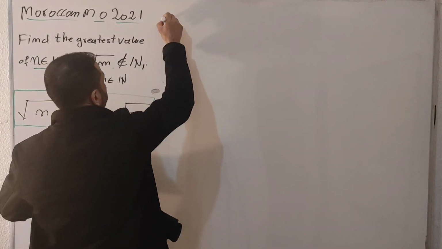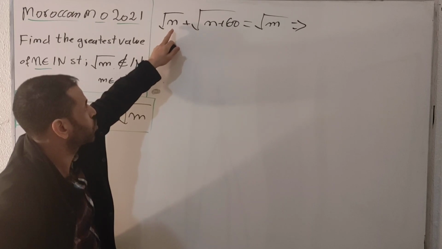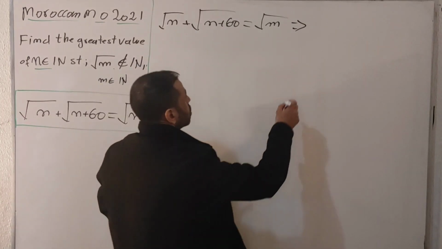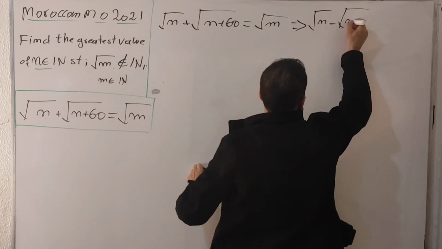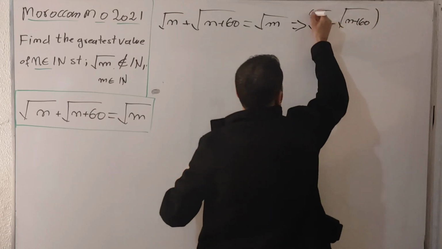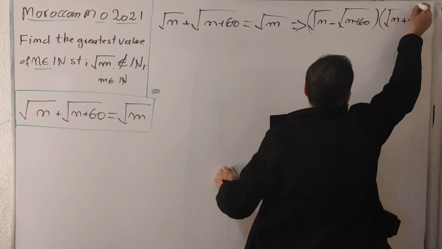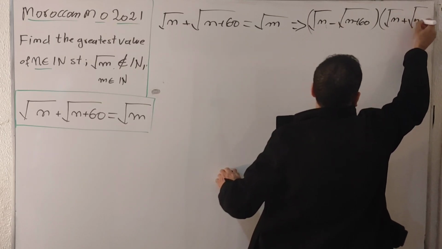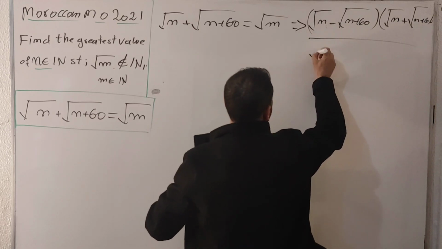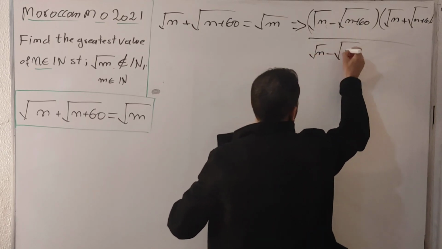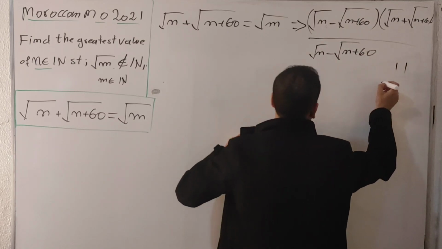We have this following setup. The trick that I'm going to use now is to multiply numerator and denominator by square root of n minus square root of n plus 60. So we'll have square root of n minus square root of n plus 60, multiplied by square root of n plus square root of n plus 60, divided by square root of n minus square root of n plus 60. The whole thing equals square root of m.